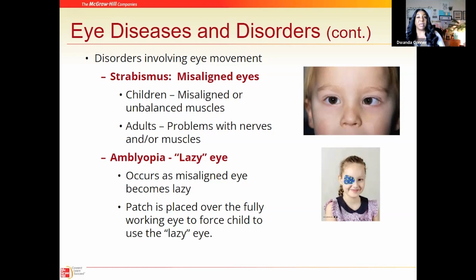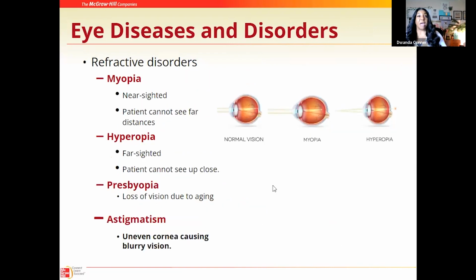Notice for strabismus, misaligned or unbalanced muscles. However, for adults, it could be problems with the nerves of the eye and or muscles. Whereas the lazy eye occurs as a misaligned eye becomes lazy. So this is an untreated misaligned eye. And again, the patch is placed over the fully working eye to force the individual to use the eye that has the weaker muscles. Now here we have refractive disorders, and you can see in the picture the change in the eye.